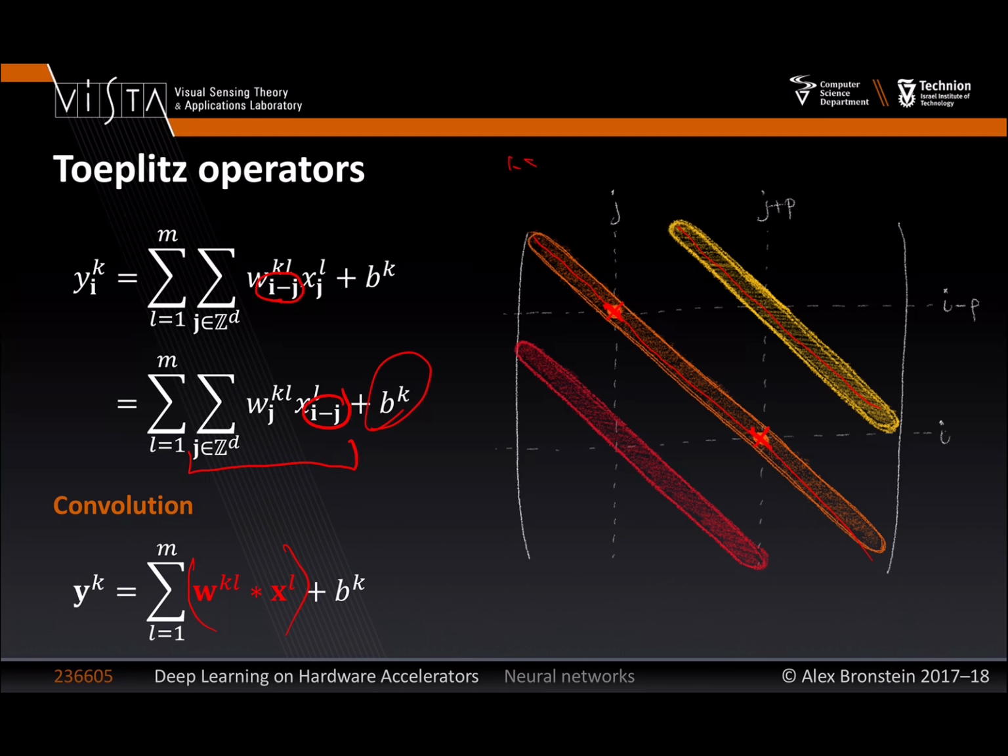Makes sense? So we started with weight sharing. We ended up with having a special structure to our linear operators. This special structure is called Toeplitz structure.